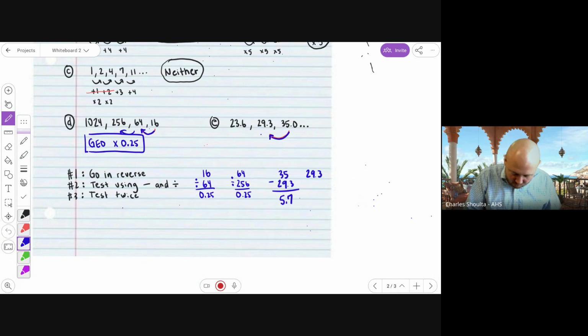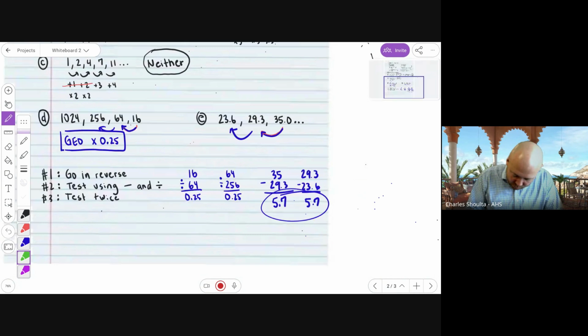So 29.3 minus 23.6. And we get 5.7 again. You just found your answer. That's your answer because it matches. If it didn't match, then what we would do is we would then try, instead of subtraction, we would say, well, maybe division works. So here we go. We have our answer. It's going to be plus 5.7.